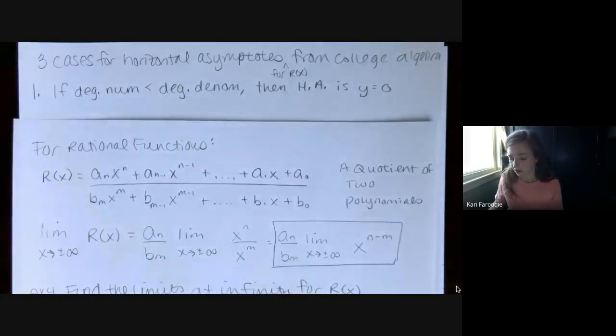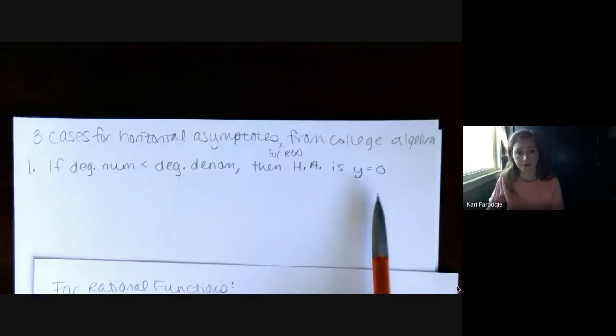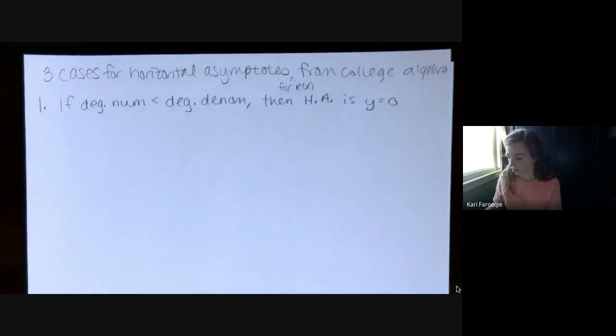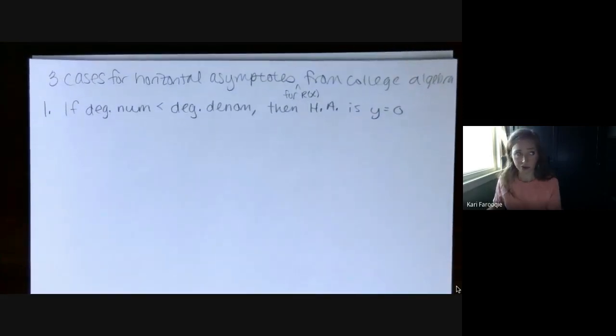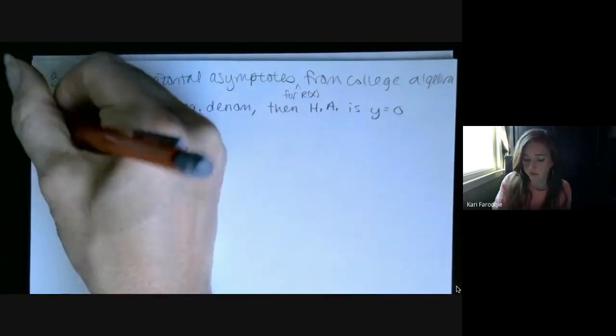Well, we found that the limit here was 0. So these two go together. The limit is 0. The horizontal asymptote is y equals 0. And on your homework, you're going to be asked mostly questions about limits, but occasionally you're going to be asked about a horizontal asymptote. So this case 1 is basically just the same process that we use for example A. It's that same conclusion, I should say.